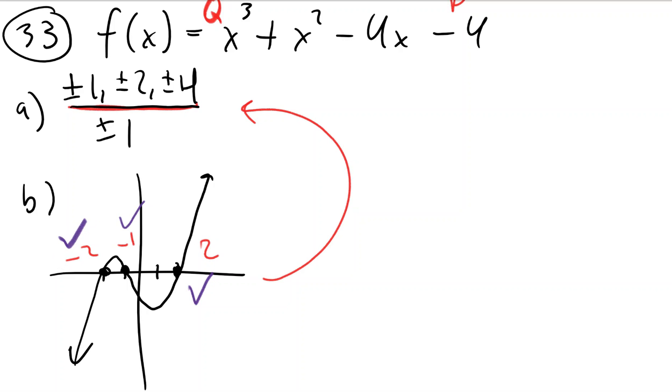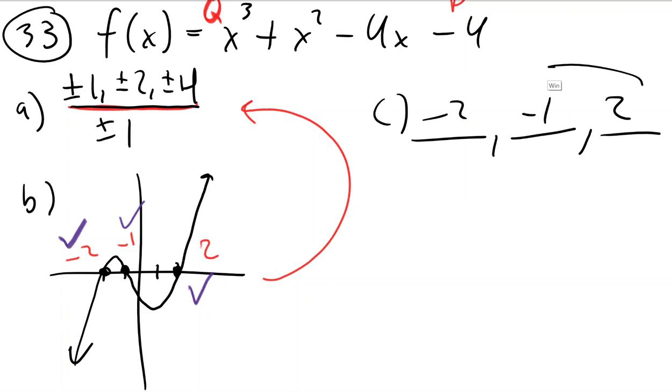Part C, determine all the real zeros. So how many zeros should this have in the end? Because it's degree 3. So in this case, we have all 3, so we are finished.